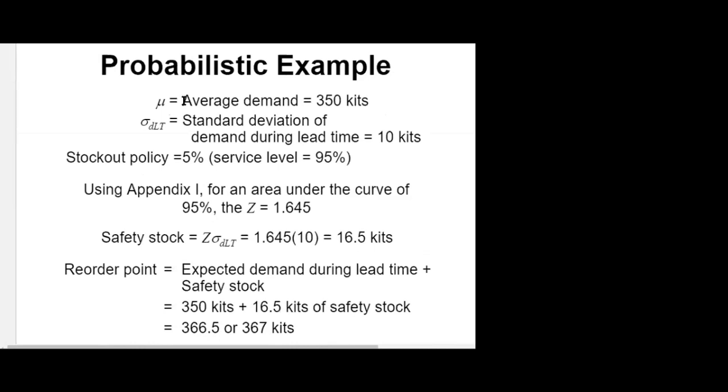So let's look at this example. It's saying our average demand is 350 kits. And that's the middle of that curve that we just showed you. And the question is saying, based on historical data, we calculate the standard deviation of demand during our lead times, and that's 10 kits.